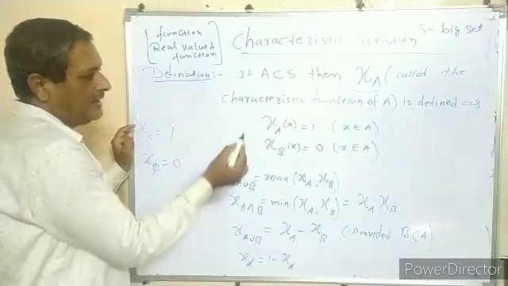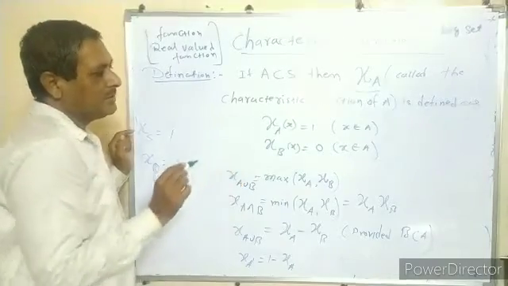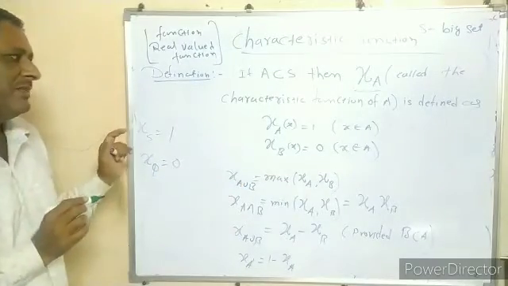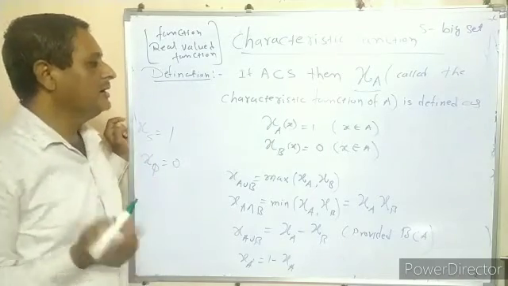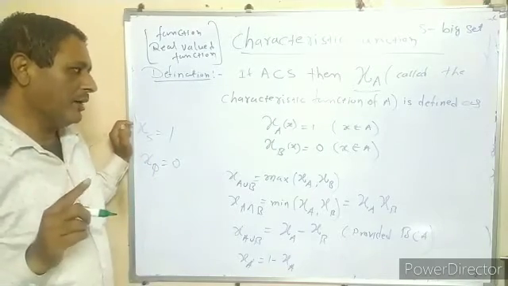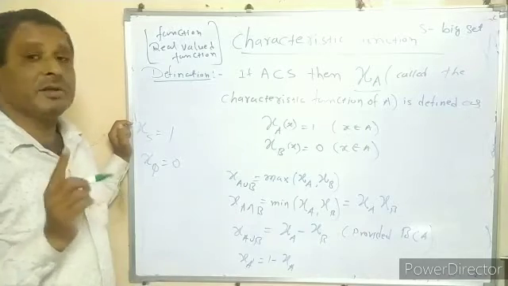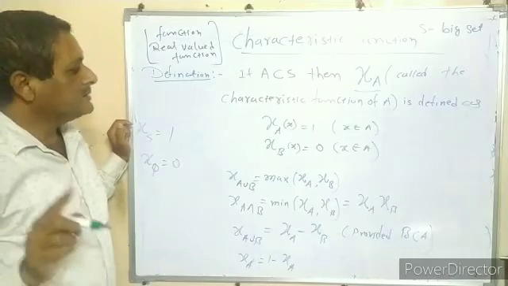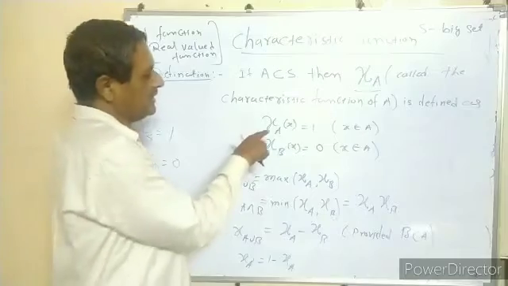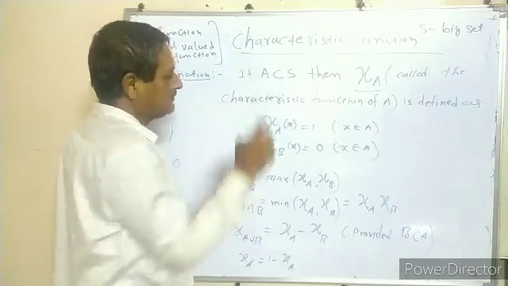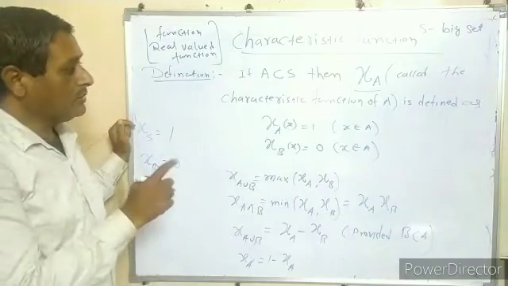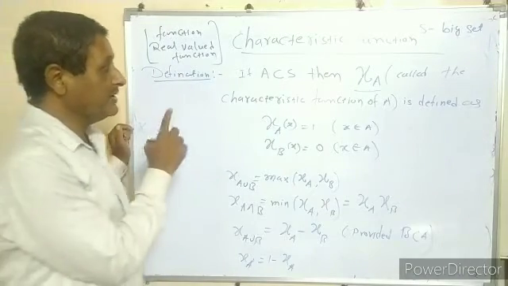Now, this function is like a switching circuit. If you click the button, then the light will be on. If you click the button again, the light will be off. Either on or off. It will not be in a middle step. Similarly, we have this characteristic function.